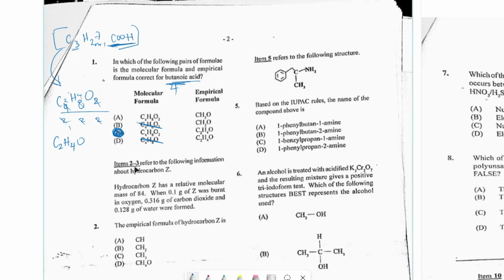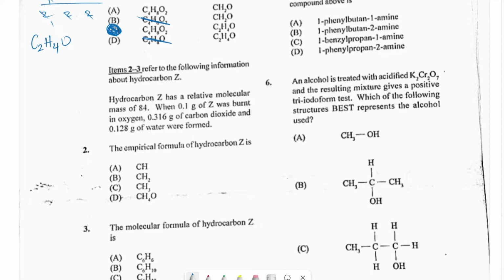Question 1, C. Question 2, well, it says items 2 to 3 refer to the following information about hydrocarbon Z. And it's very important that you pay attention to things like this because a hydrocarbon has both hydrogen and carbon. So hydrocarbon Z has a relative molecular mass of 84. That will be important later.